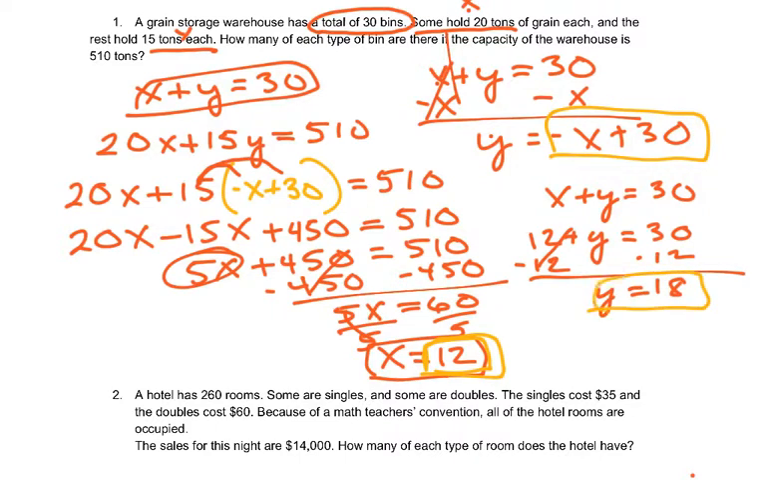So now we have our ordered pair. So we have x, which is 12, y is 18, and if you add 12 plus 18, we get our total of 30 bins. So we know we did it correctly.